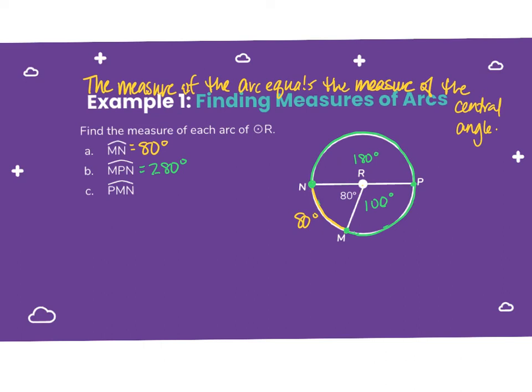And then the last arc we need to find is PMN. We already talked about the fact that this section of our circle is basically half of the circle. It's a semicircle. So that is 180 degrees.